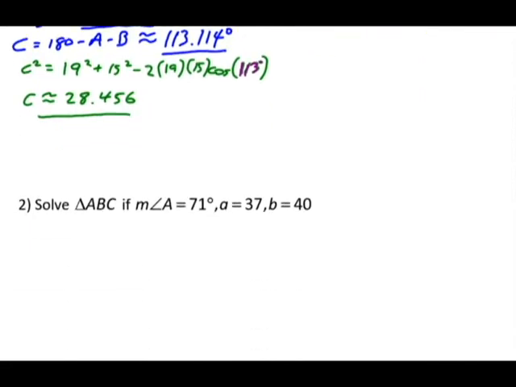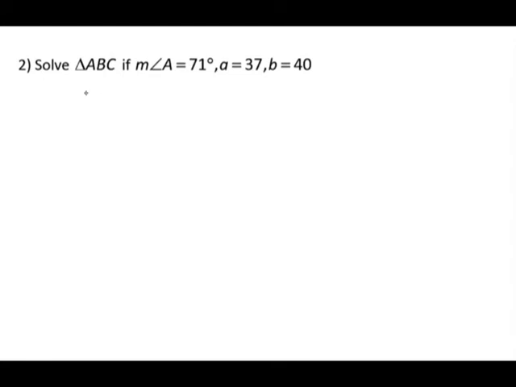Let's look at a second example. We'll start with a sketch. Here's angle A, 71 degrees. Its opposite side is going to be 37. So as soon as we see that, we know we're going to have to try 2 cases probably. So here's 71, 37, and I'll put side B over here. Here's our second option.